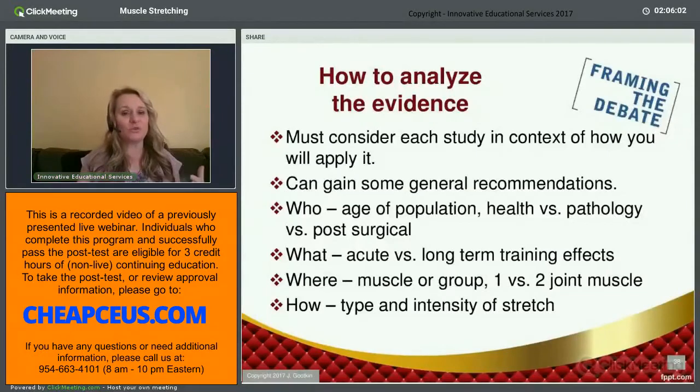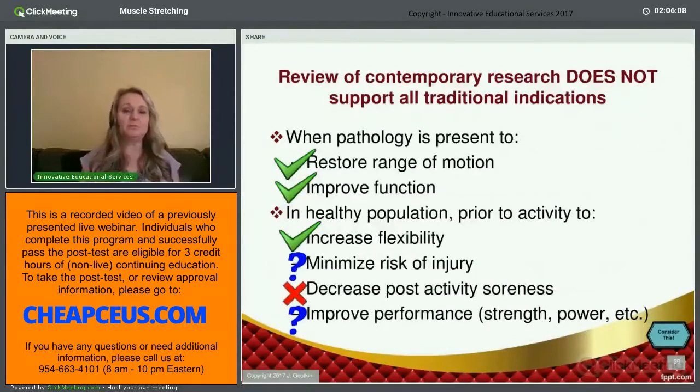The way that I've grouped the thought process for us today is to look at the different indications we have for our stretching and then analyze what the current research says. It continues to support that if we're improving range of motion, function, and flexibility, then yes, stretching can have a positive impact in those aspects. You may have reasons you choose one over the other, but overall, yes, it can be beneficial.